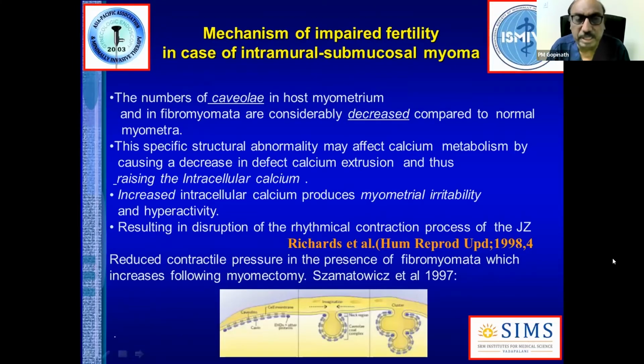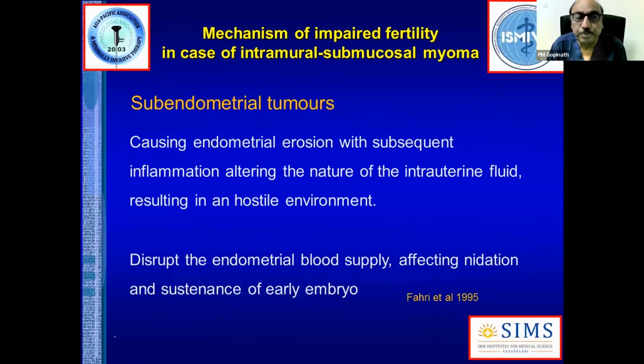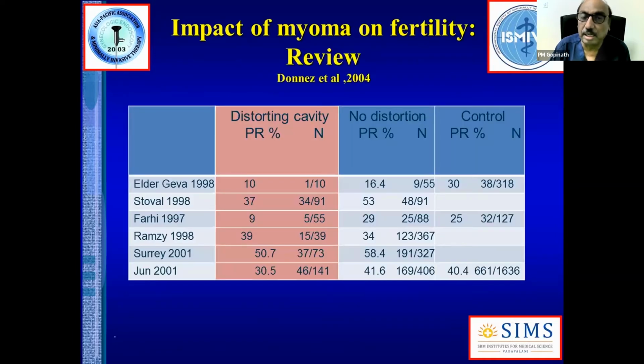When you see the normal uterine cavity, there are something called cavules in the host myometrium. The number of cavules is decreased when there is a fibroid. Because of the structural changes, there is an increase in intracellular calcium. This produces myometrial irritability that results in disruption of the rhythmic contraction of the junctional zone, which is very responsible for implantation. What about the subendometrial tumors? They cause erosion and subsequent inflammation, and they disrupt the endometrial blood flow and affect nidation and the subsequent early embryo.